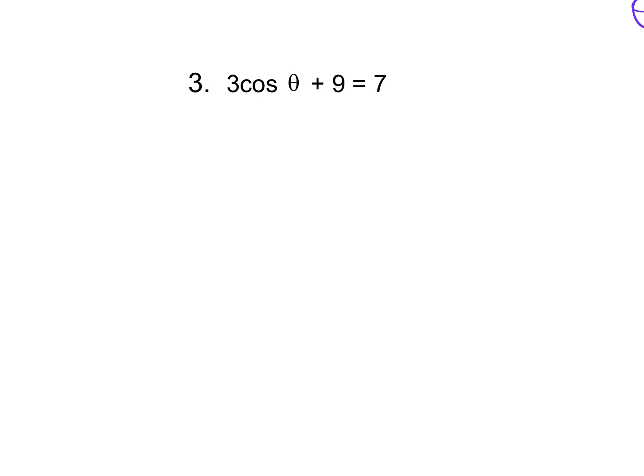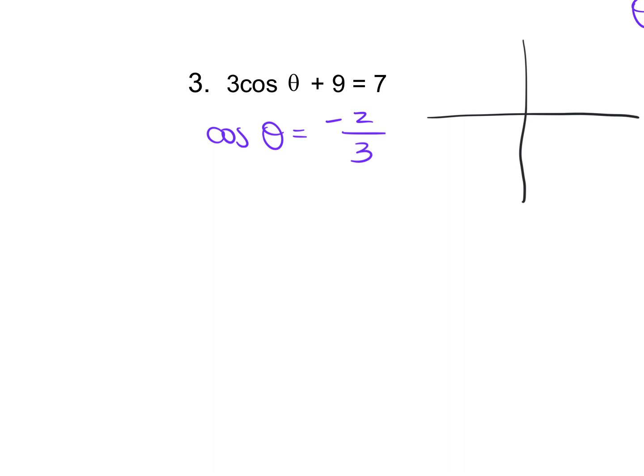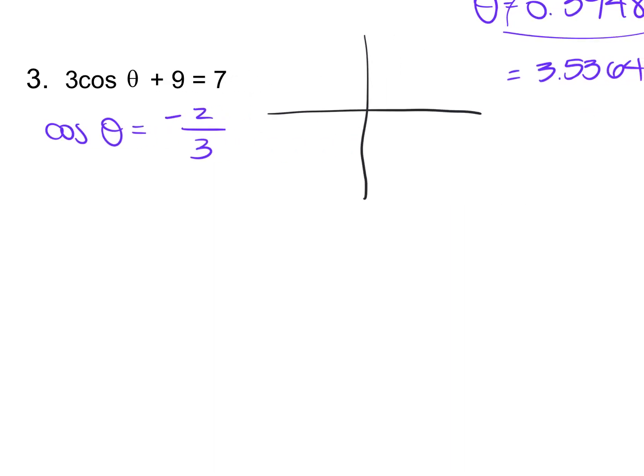All right, so on question 3, what do I need to start off by doing? Minus 9 and divide by 3. So I have cosine equals what number? Negative 2 over 3. All right, so here's where we pause and we say to ourselves, cosine is positive or negative? Negative. What quadrants are we in? 2 and 3.